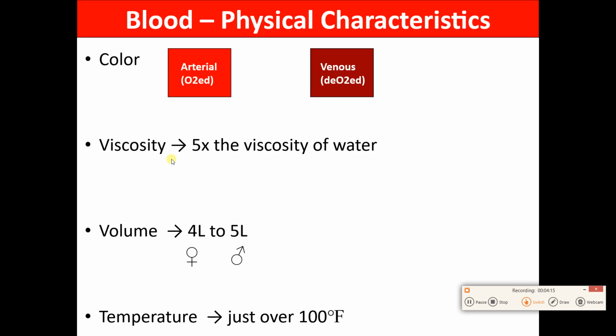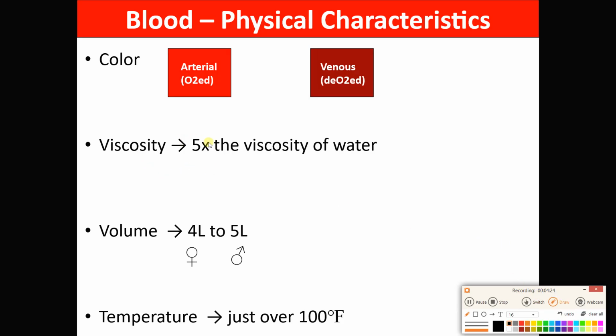Another important physical characteristic is viscosity. And blood is generally considered to have 5 times the viscosity of water. So it's 5 times thicker than water. And that is because of those formed elements, which totally makes sense.